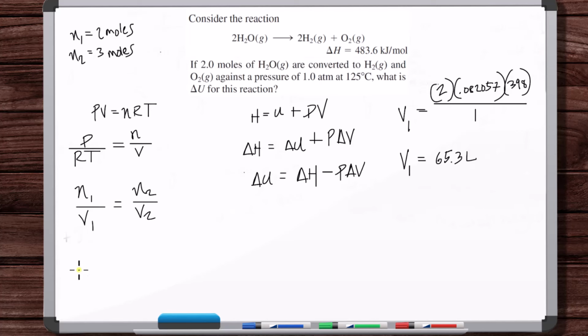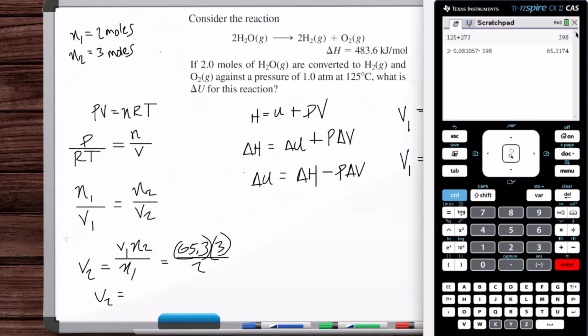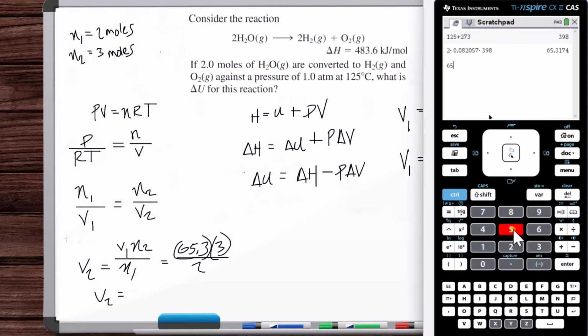Okay, so what is V2? V2 is V1 times n2 over n1. So 65.3, n2 is 3, so times 1.5 gives V2 equal to 98.0 liters.